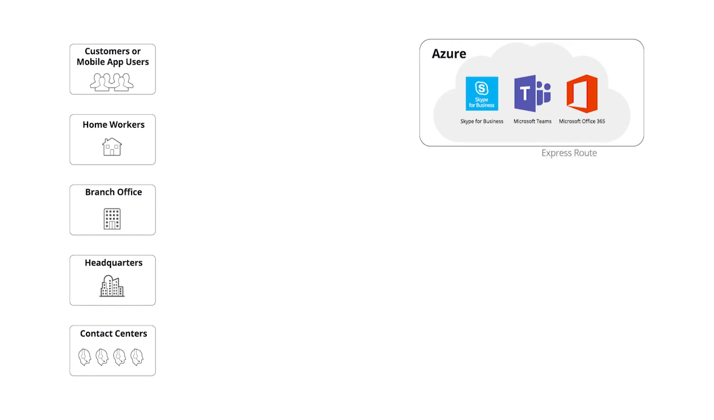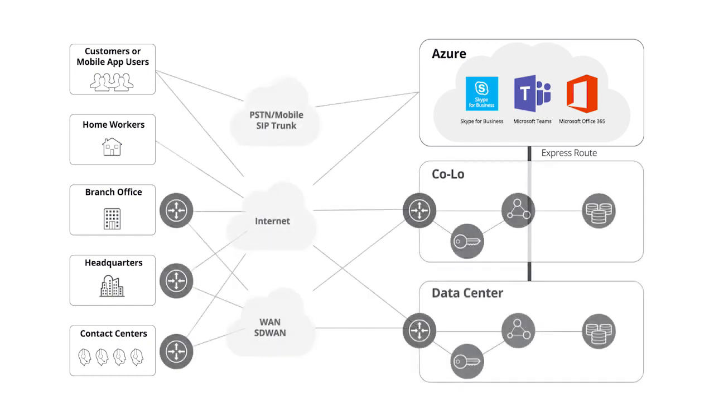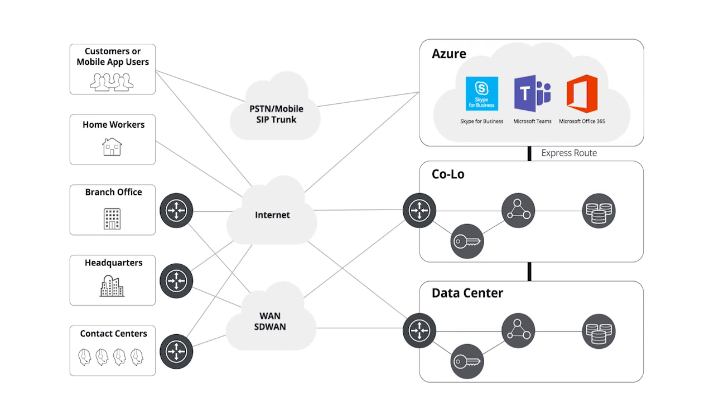Call routing for these voice and video conferencing calls can be quite diverse, depending on your enterprise environment. Your data center may well include colos or ExpressRoute links to Azure Teams, and of course your users may be at home, in the branch, HQ, contact centers, or a mix of all of this.